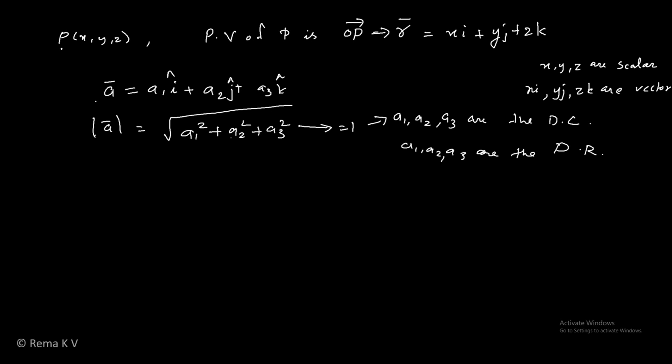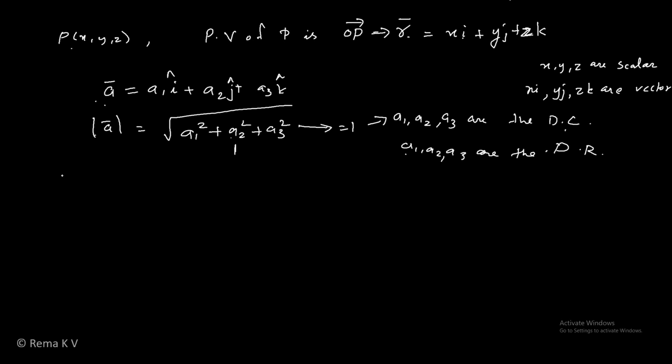See, P is a point having coordinates x, y, z. The position vector of P is given by vector r is equal to xi plus yj plus zk. This is in the component form. Similarly, a vector A is equal to a1i plus a2j plus a3k, where modulus of A is equal to root of a1 square plus a2 square plus a3 square. If this modulus is equal to 1, this is a unit vector, and hence a1, a2, a3 are the direction cosines. Otherwise, we call a1, a2, a3 the direction ratios of vector A.